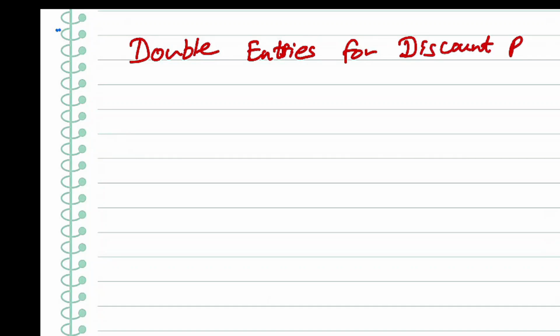Right. Now we are going to learn, firstly, take down another subtopic: double entries for discount revenue.